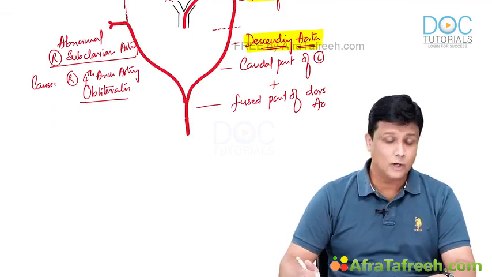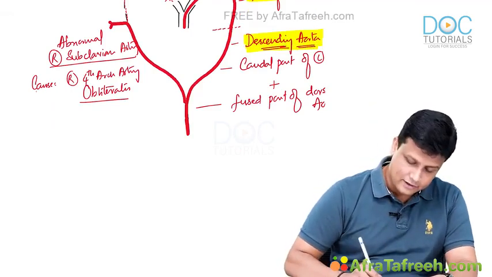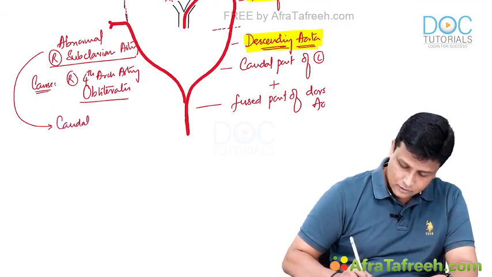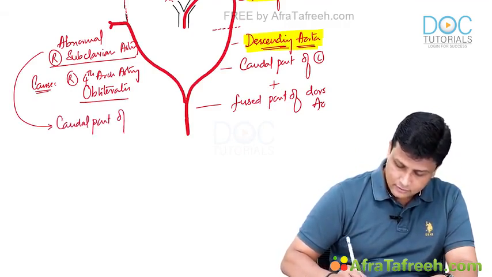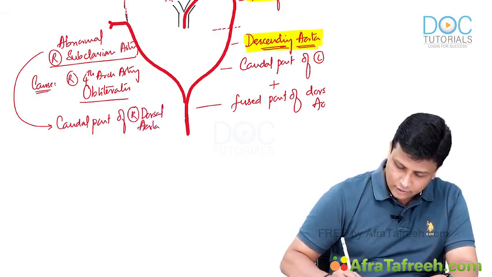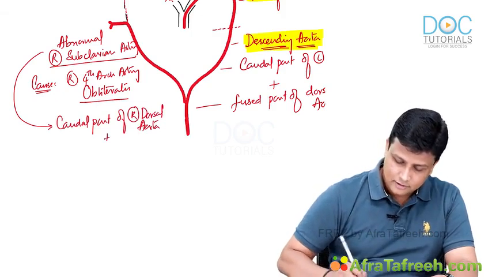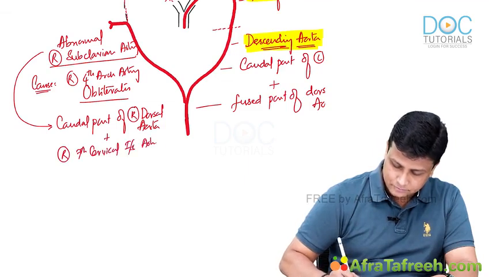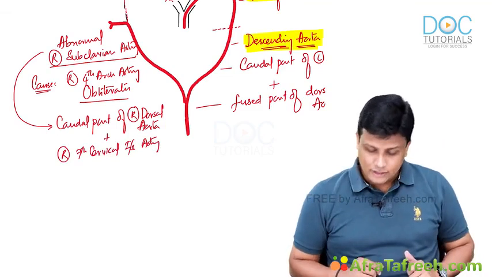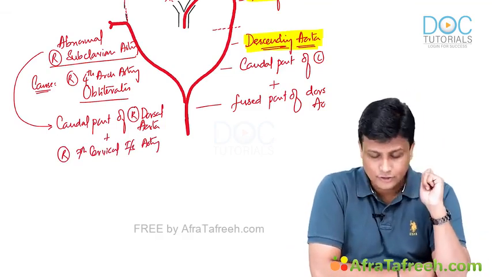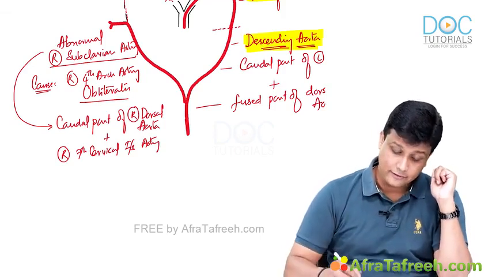Because this right fourth arch artery is going to obliterate, how is that abnormal right subclavian artery formed then? It is formed by the caudal part of right dorsal aorta, plus the right seventh cervical intersegmental artery. Caudal part of right dorsal aorta and the right seventh cervical intersegmental artery together are going to form the abnormal right subclavian artery.